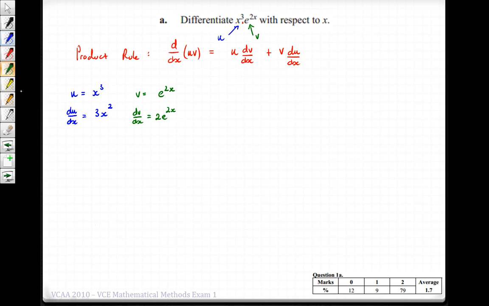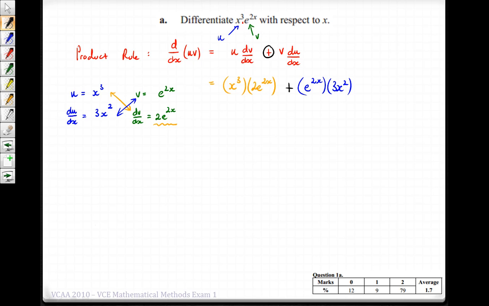Our product rule now says that we pick up these two bits of information and multiply them together. So u is x cubed, and we multiply that by dv dx, so that's multiplied by 2e to the 2x. Then we add on the multiplication between these two pieces: v, which is e to the 2x, multiplied by 3x squared.